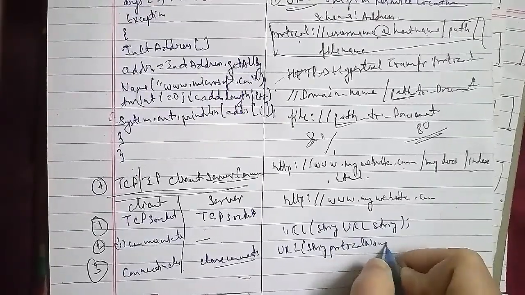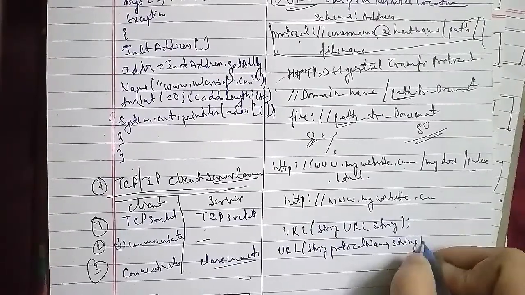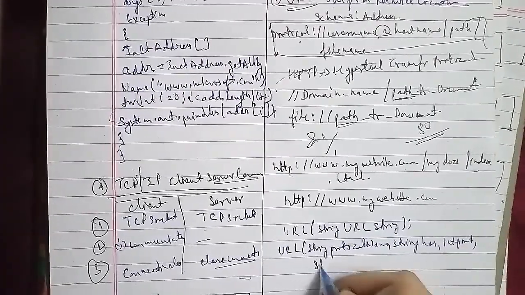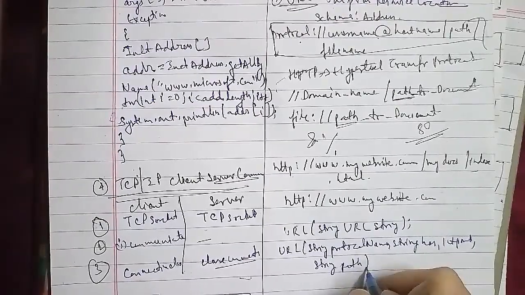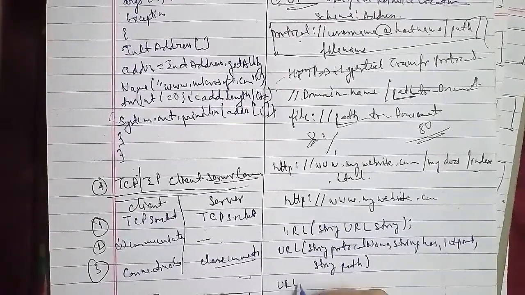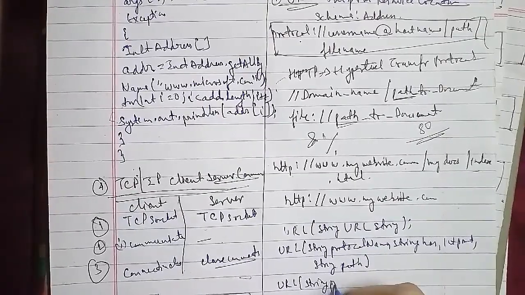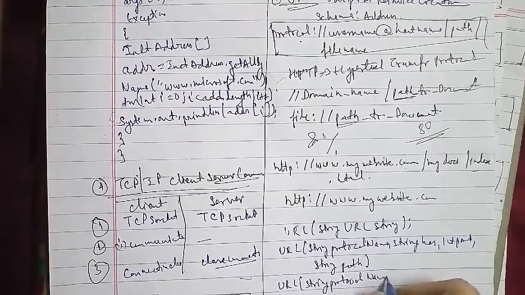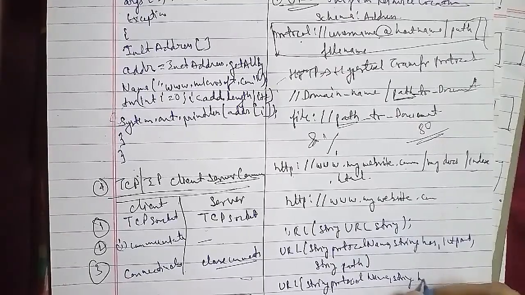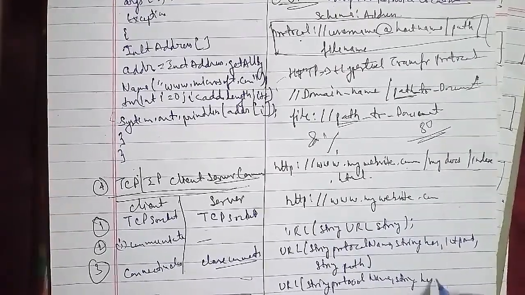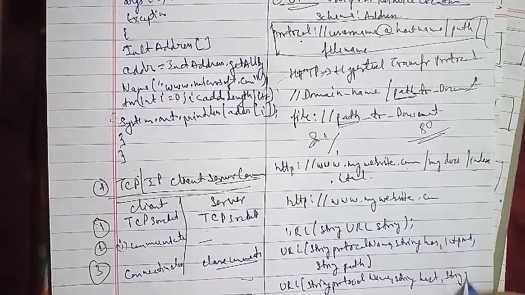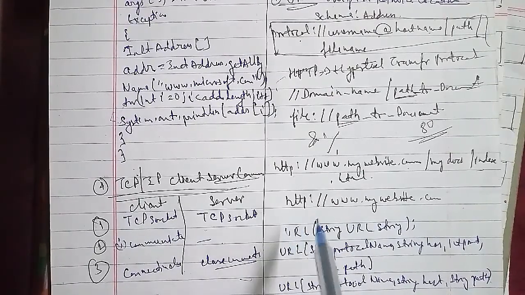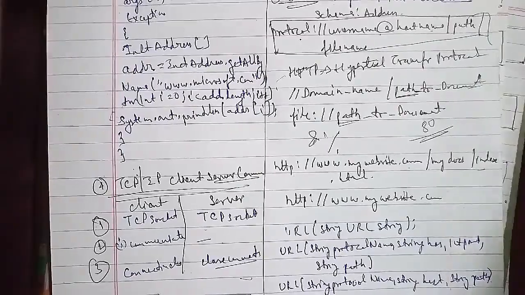Now we'll go ahead and do a program. Write a Java program to obtain the name of the protocol, port number, host name, and file name of the URL. So that we are going to do.